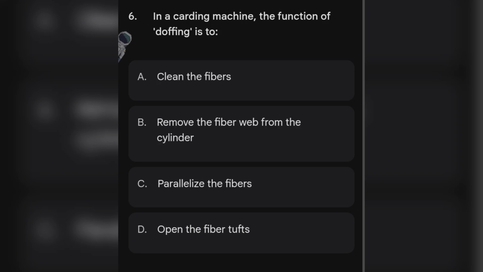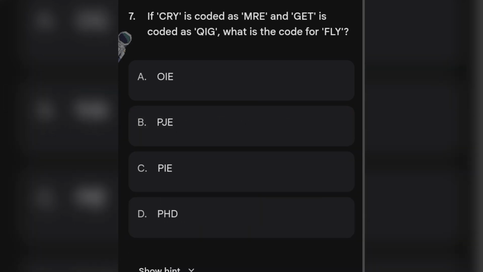In a carding machine, the function of doffing is to remove the web from the cylinder, as the doffer is next to the cylinder. It is a simple question, and in this some aptitude questions are also mixed in to make the brainstorming process easy.